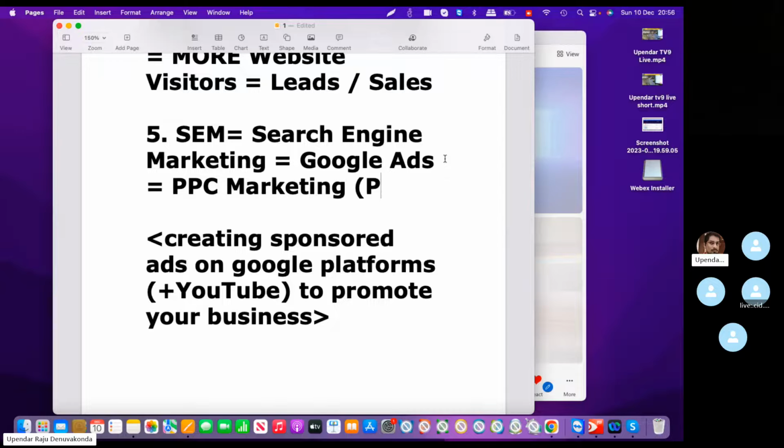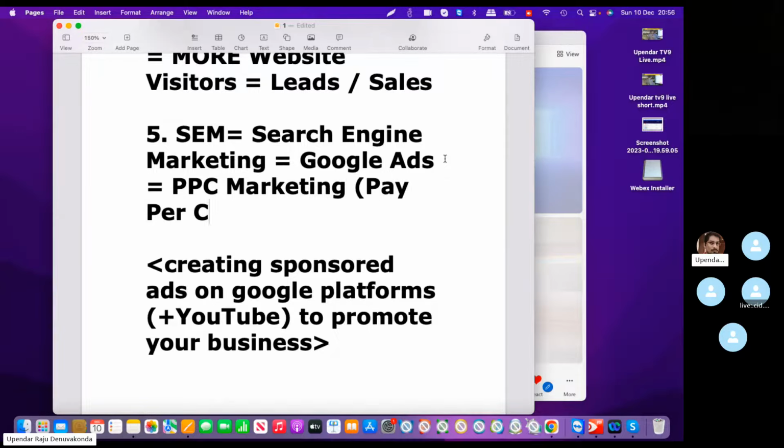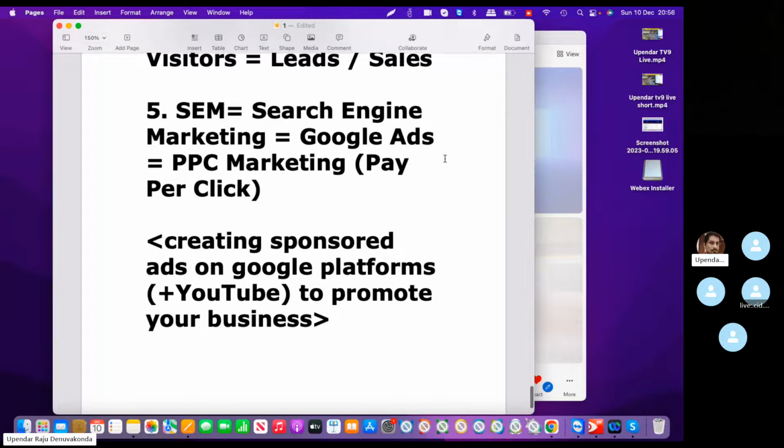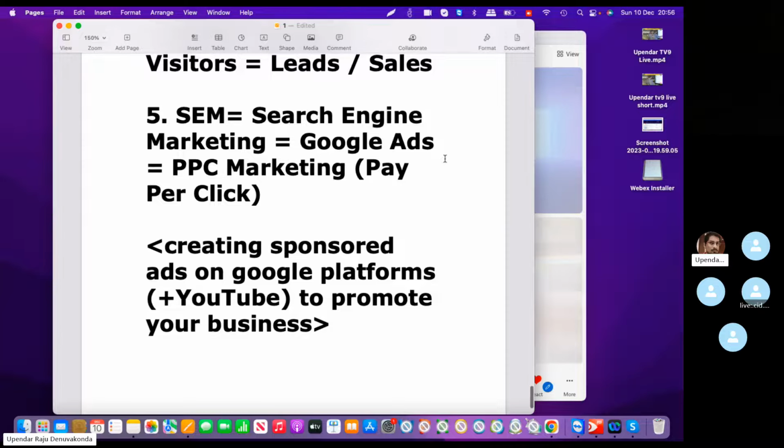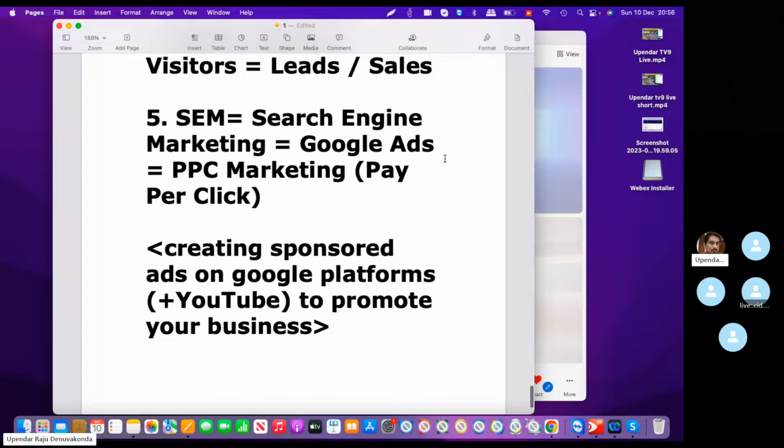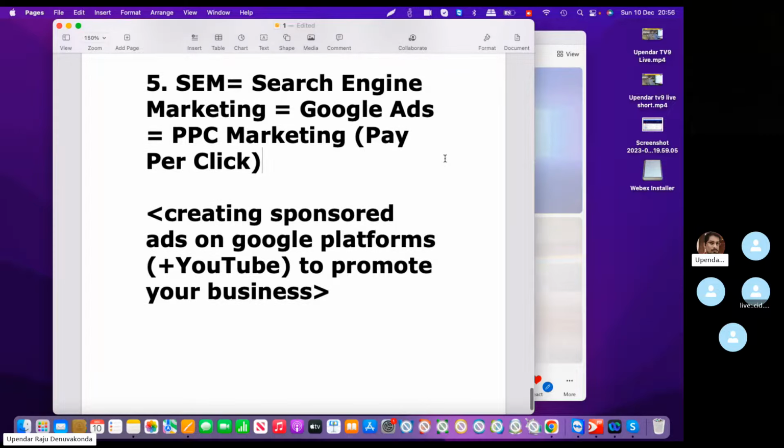What does PPC stand for? Pay per click. You are paying for clicks. So whenever you promote your business on Google, you'll understand this going forward, but try to understand that this is also called pay per click marketing, the PPC marketing.